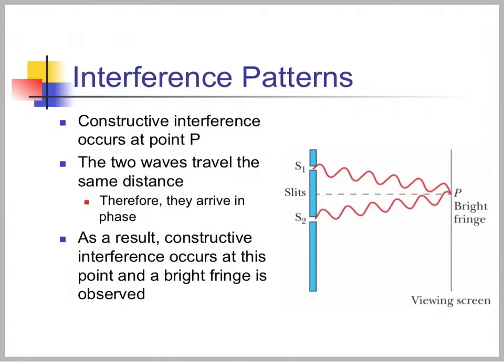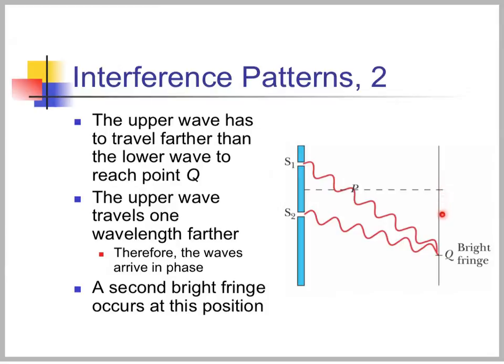So how does this work? As the light is coming through the two slits, they're in phase with each other as they come through the slits. If they travel the same distance to point P, they're going to arrive in phase with each other, and therefore we're going to get constructive interference. Now, as we move down from the center to the next bright fringe, that's going to correspond to this wave actually traveling exactly one more wavelength than the bottom wave. So if it's exactly one more wavelength, they're going to be in phase again, and we're going to get a bright fringe at that position.